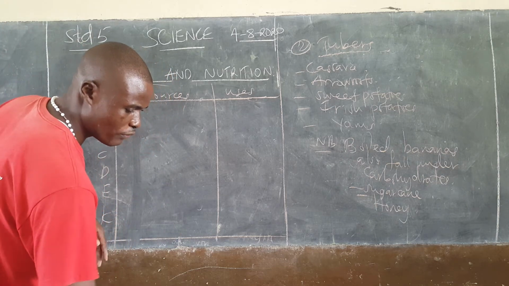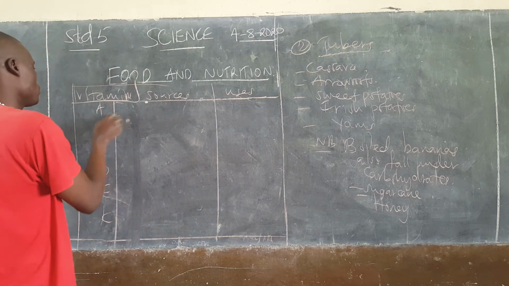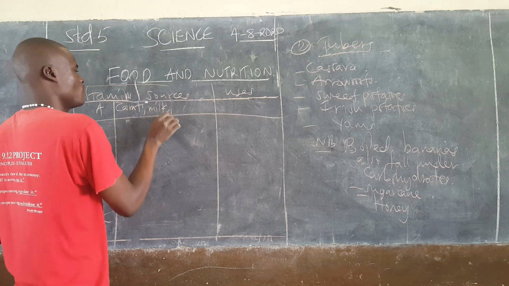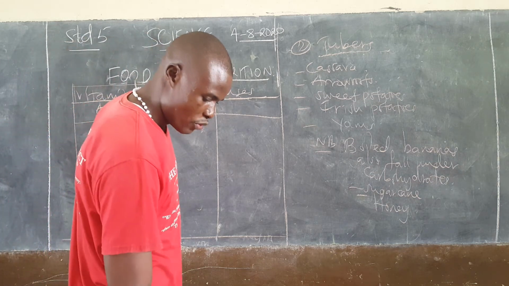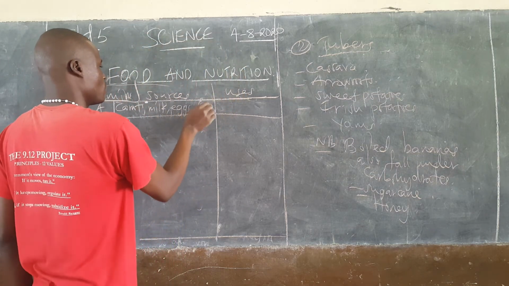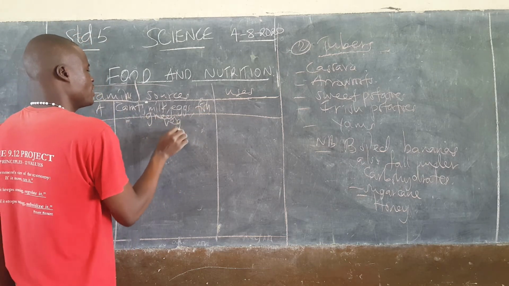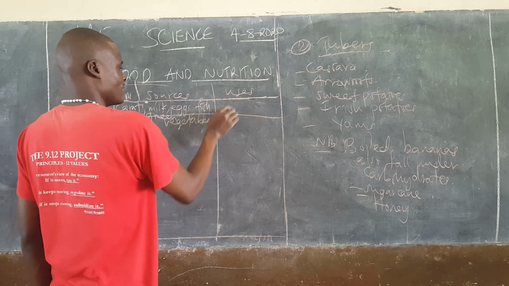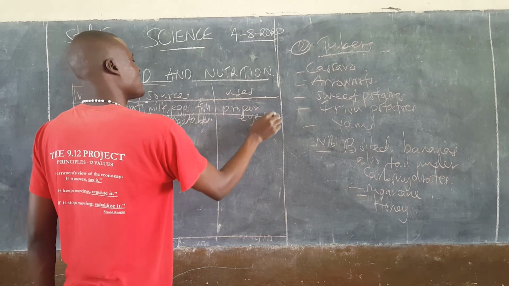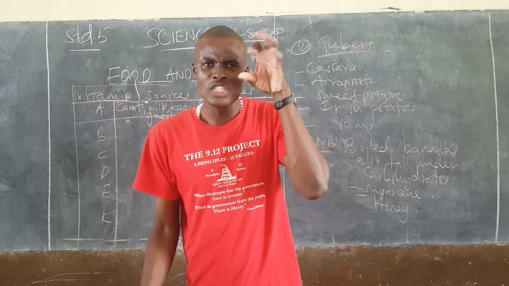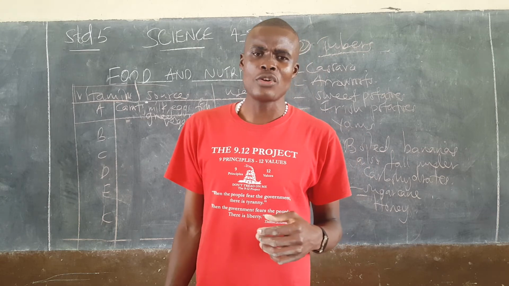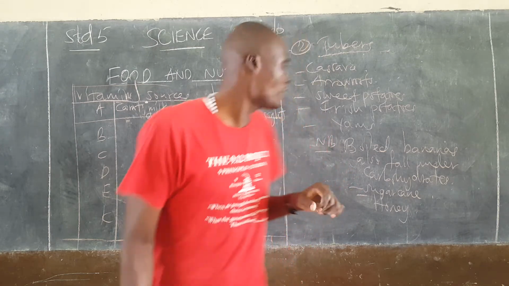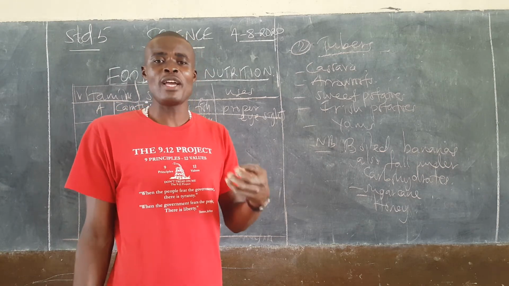So the main sources of vitamin A are carrots, milk, eggs. So here, for vitamin A, we have carrots, milk, eggs, we also have fish and green vegetables. All come there. And then the main use is for proper eyesight. In short, what makes our eyes see well? Look at our old grandmothers and grandfathers at home. What things can we give them to make their eyes see well? We need to give them a lot of vitamin A. So vitamin A is meant for proper eyesight.